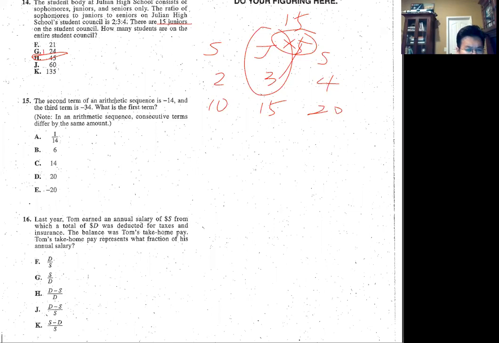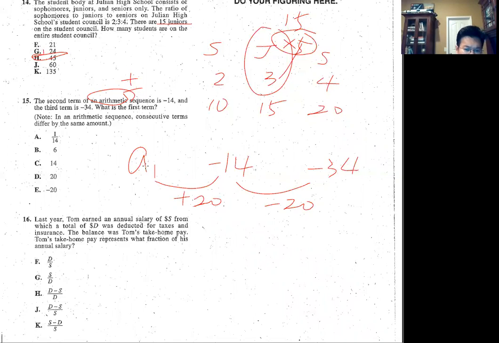The second term of an arithmetic sequence is negative 14, and the third one is negative 34. So we don't know A1, but we know minus 14 and then minus 34. And it says arithmetic sequence. Arithmetic means plus or minus, right? So this is minus 20, then this one has to be minus 20, but going backwards, so plus 20. Which is 6.